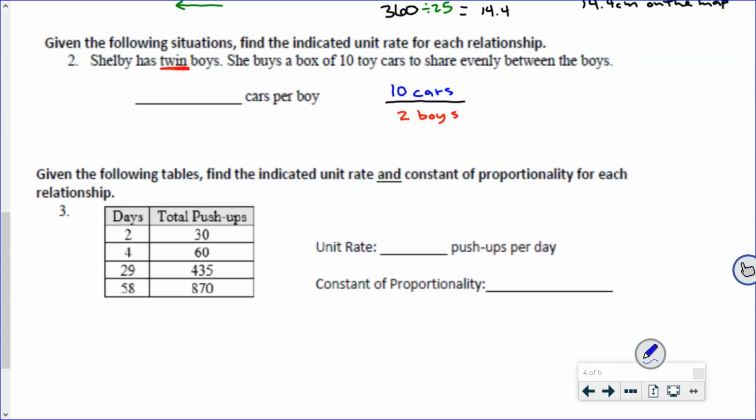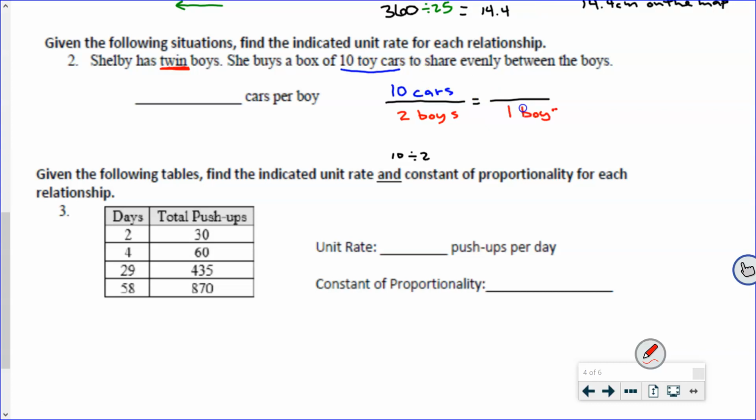Twin boys. And because the problem is asking us to find the unit rate, remember how we've done this. We've shown our work. This is long back in the unit. There's a couple ways we can do this, okay? What is the problem really saying? It's saying 10 cars divided by 2 boys. So we could type into our calculator 10 divided by 2. But I also want to show our work a different way that's going to help us with the future problem, okay? When we're finding the unit rate, that's going to be per 1.